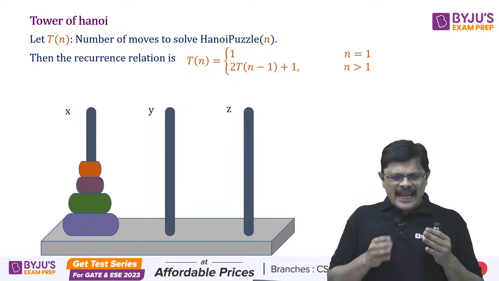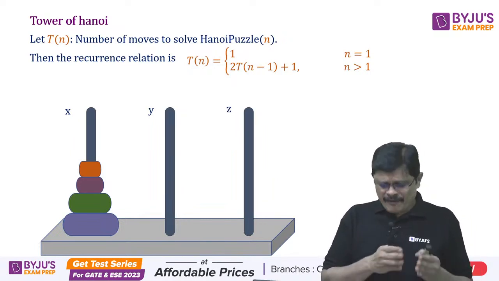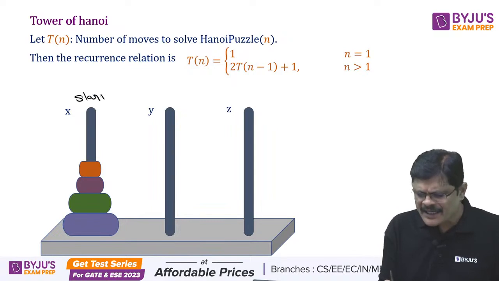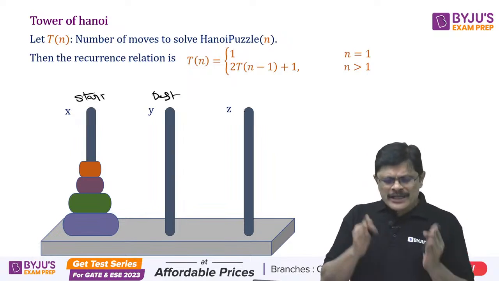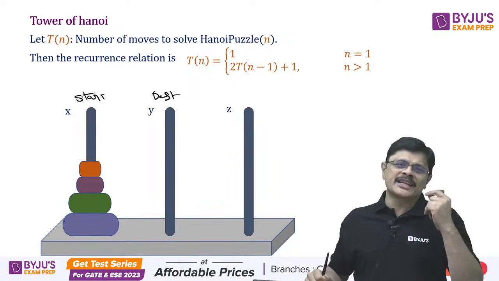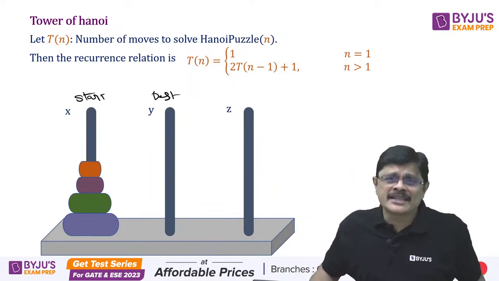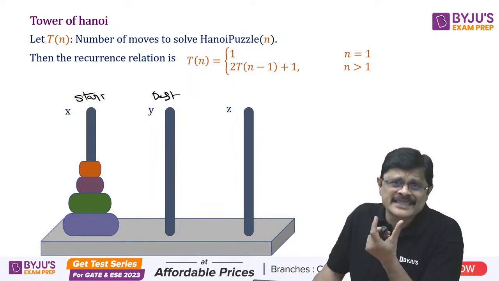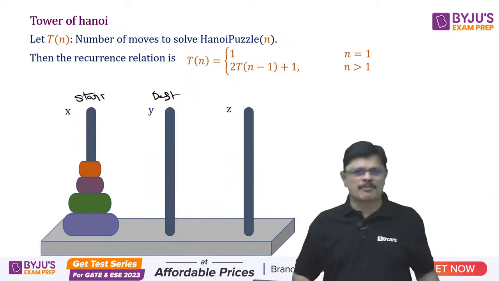The idea is you want to move these discs from start to destination, using Z. So using Z, we want to move all these discs from start to destination. But the condition is, we can move only one disc at a time, and we cannot place a larger disc on top of a smaller disc. So with these two conditions, you have to solve this problem, my dear friends.